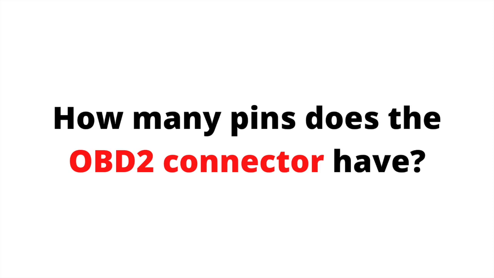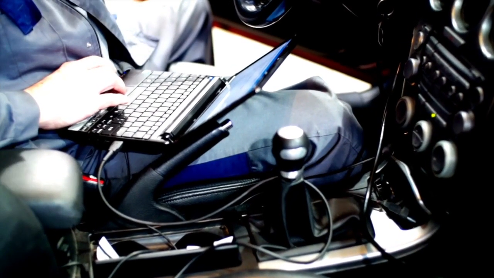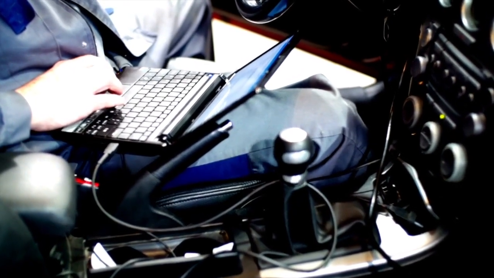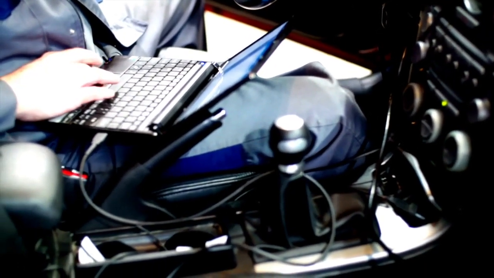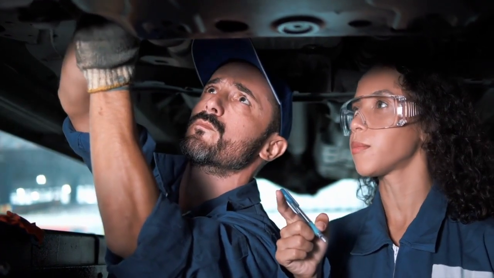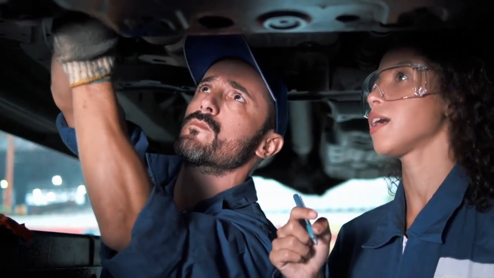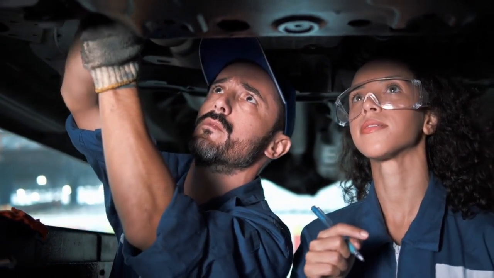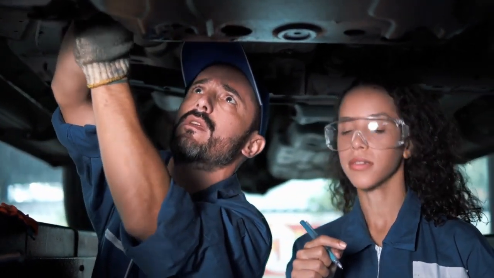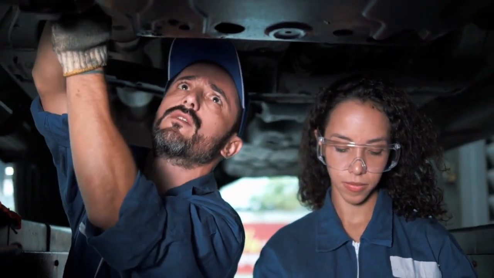How many pins does the OBD II connector have? The OBD II connector has 16 pins. These pins are used to connect the OBD II scanner to the vehicle's onboard diagnostic, OBD, system, and collect information about the vehicle's status and any diagnostic codes generated. Not all pins are used on all vehicles, and some pins may have different functions depending on the vehicle manufacturer and model. However, the 16 pins provide a universal standard for connecting OBD II scanners and accessing OBD system information.